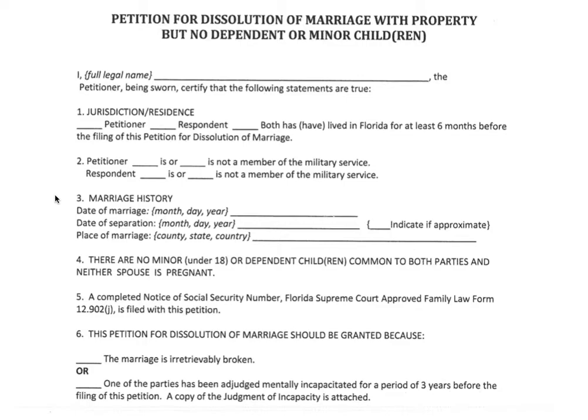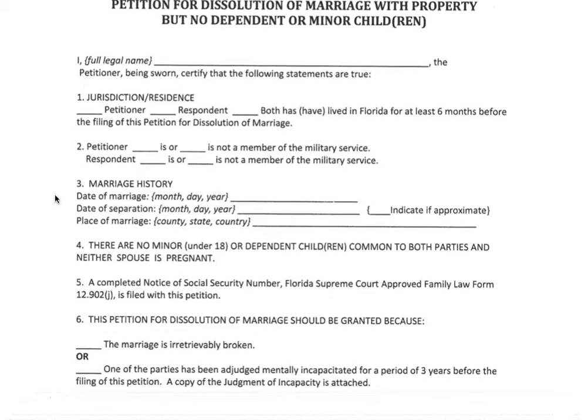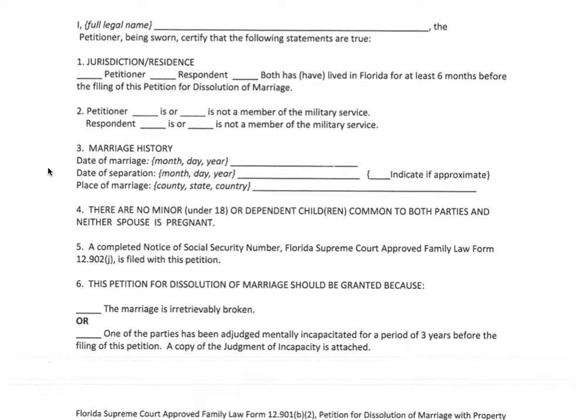And number 3 is the marriage history. This is just a summary of your marriage. You have to include the date of marriage, date of separation, and place of marriage. Oftentimes, people might not have a date of separation. So if you don't have that, you don't have to write that.